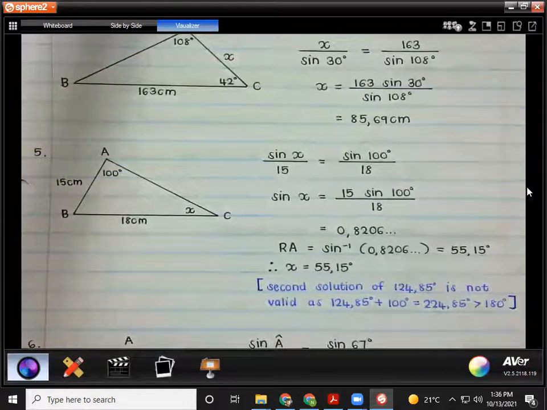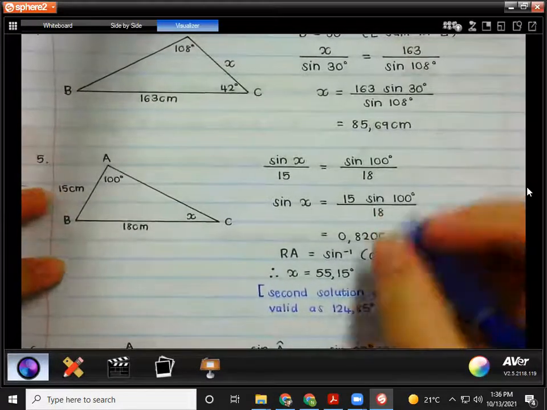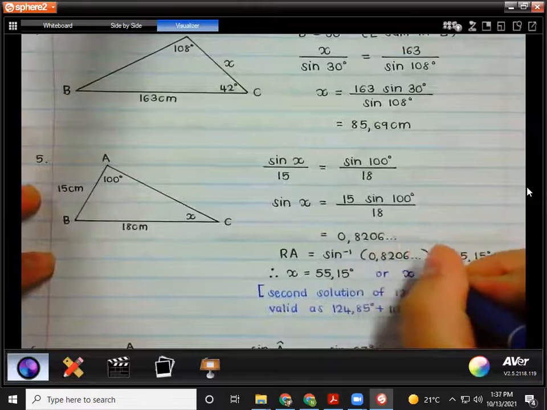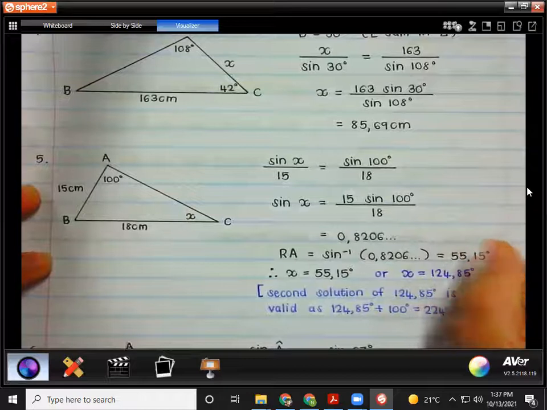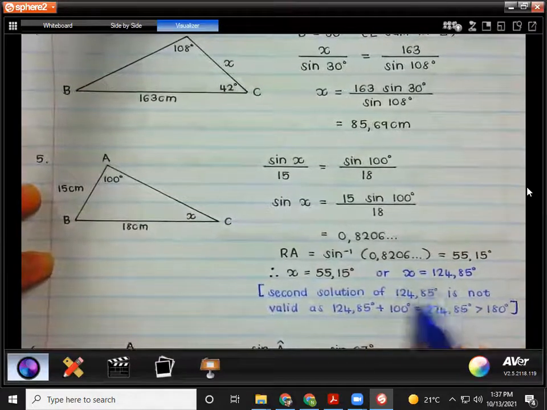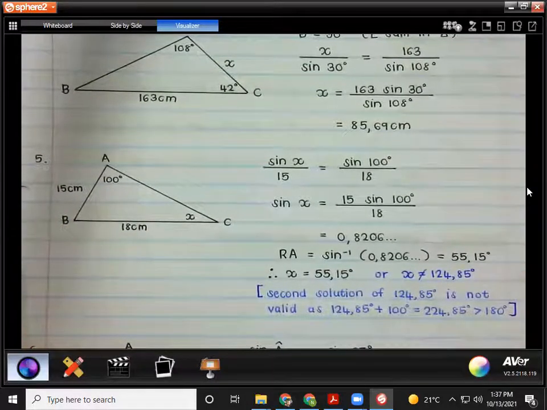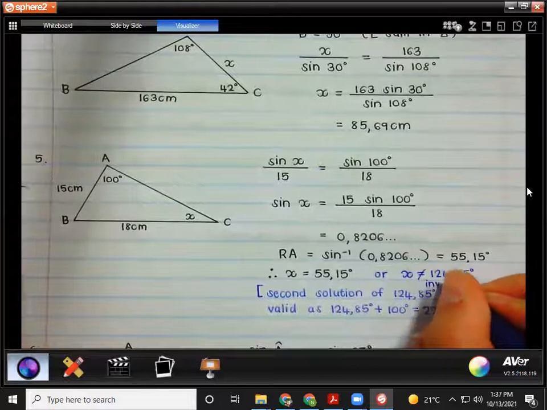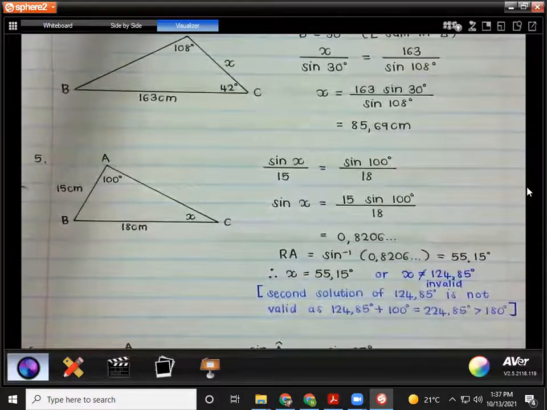Okay, so you don't even have to write anything there, or it would have been okay if you said x equals 124.85. If you actually calculate it, then you check it, then you see, okay, if I add it to 100, it doesn't work, it's too big, then you can draw a line through that and just say invalid underneath. Okay, you won't get a mark for doing that, but it might be a good way just to kind of force yourself to remember.